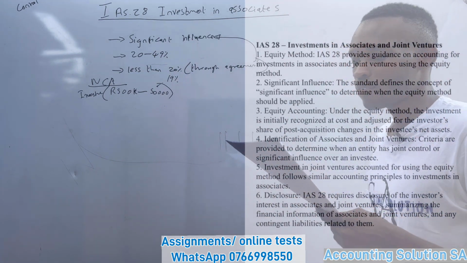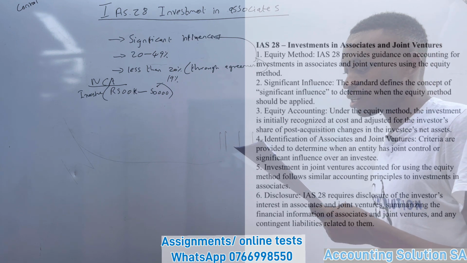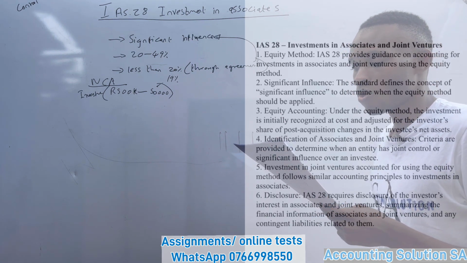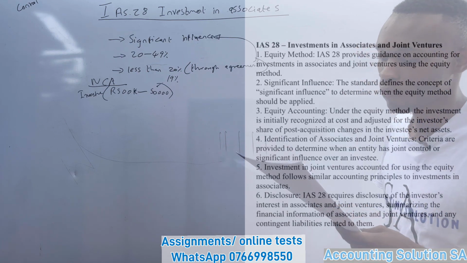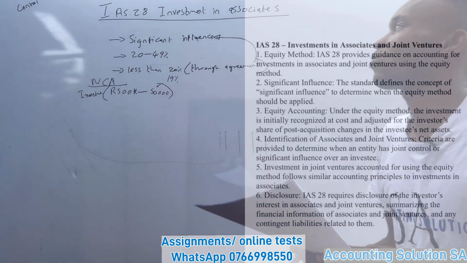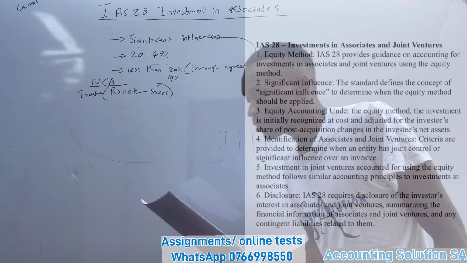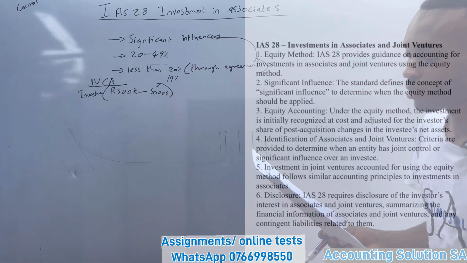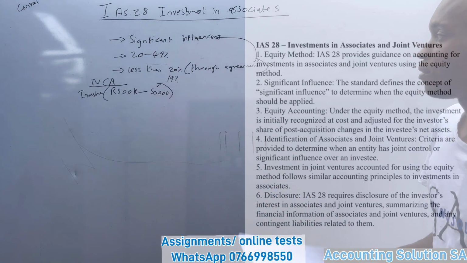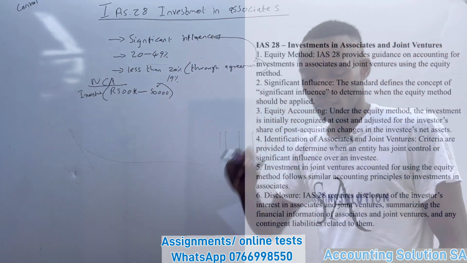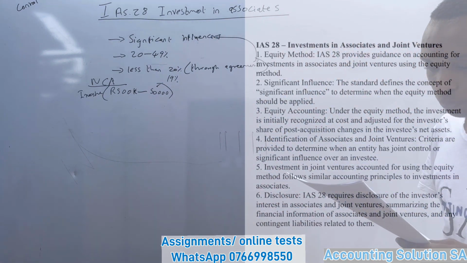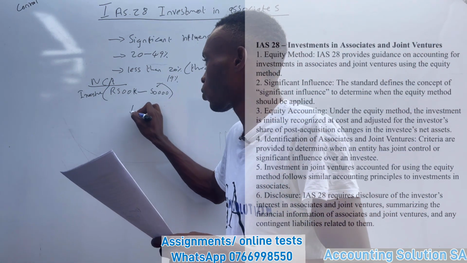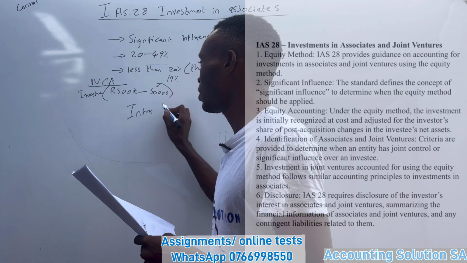Identification of associate and joint venture: criteria are provided to determine when the entity has joint control or significant influence over an investee. So IAS 28 provides for joint control or significant influence over the investee, which is what I was saying. Now let's talk about the issue of intra-group transactions, transactions that happen inside the group.